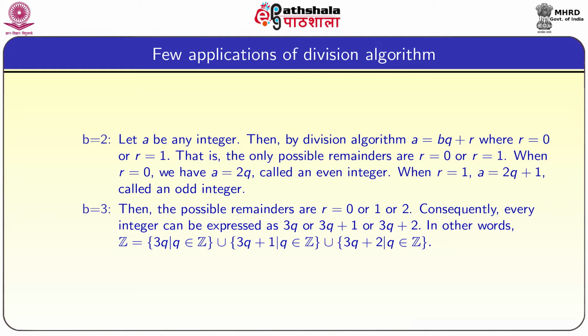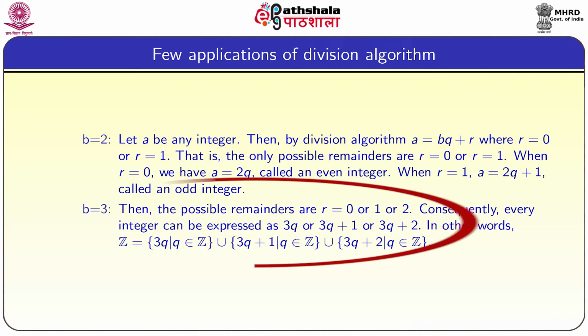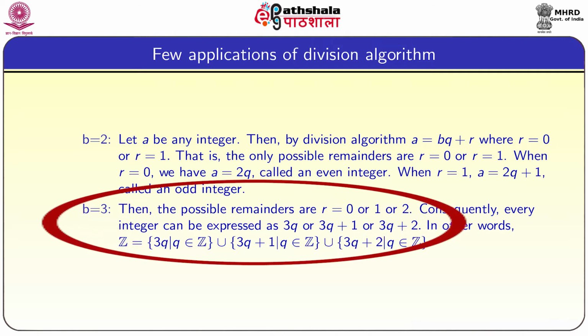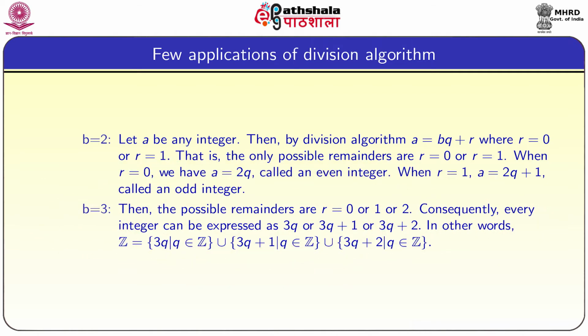So, by taking b = 2, division algorithm gives us even integers and odd integers. If you take b = 3, then the possible remainders are r = 0 or 1 or 2. Consequently, every integer can be expressed as 3q or 3q + 1 or 3q + 2. In other words, the set of integers is divided into 3 sets: multiples of 3, multiples of 3 plus 1 and multiples of 3 plus 2.